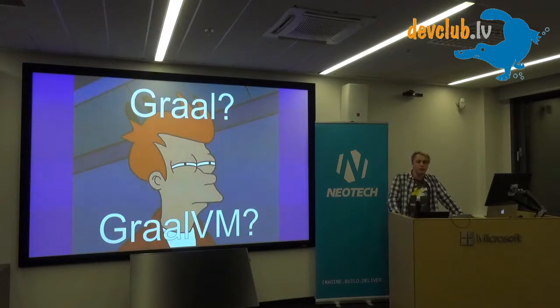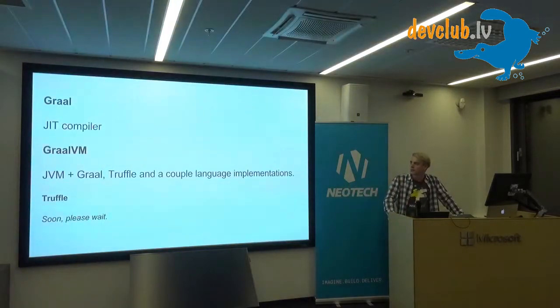And some of you may have already noticed that there are two terms, basically. I've been talking about Graal lately. And there's another thing, GraalVM, which is not the same thing, and people confuse it a lot. So Graal is the compiler. As I said, it's a rewrite of the existing compiler. And GraalVM is JVM with Graal, with Truffle, which I'm going to talk about later, and a couple of language implementations, again, later.